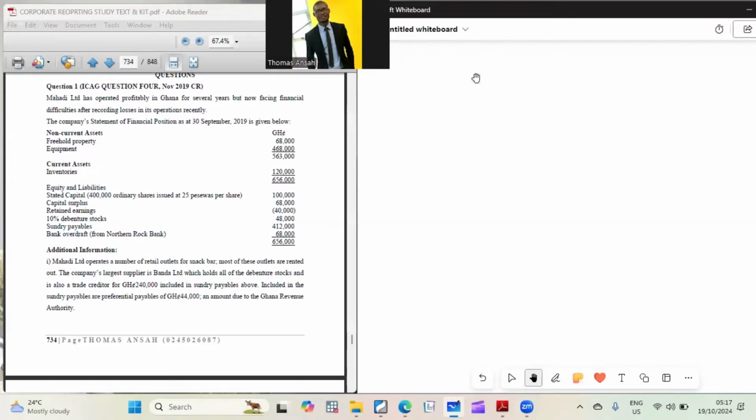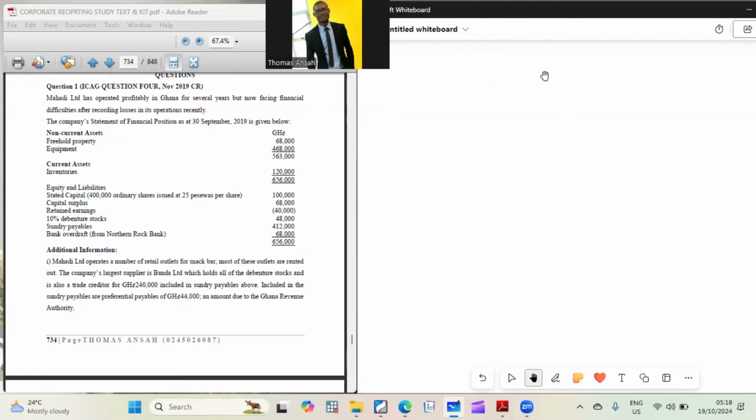So I will show you what you will do in reconstruction. We did reconstruction in advanced financial management, and it was also in our corporate reporting. Even here, you don't do Z-score and all those things. So just stick to procedure, you will be fine.